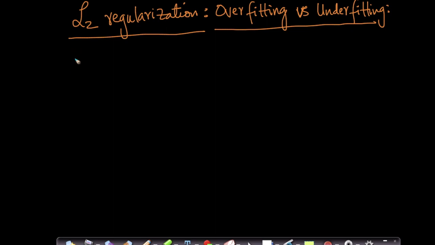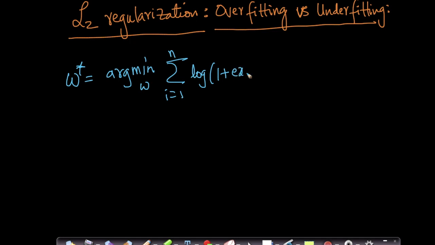So let's relook at the optimization problem we have and understand how it behaves in certain situations. The optimization problem we have is this: W star equals argmin of, or find the W that minimizes, the summation over all the points in the training data of log of 1 plus exp of minus yi w transpose xi. This is the optimization problem we have.